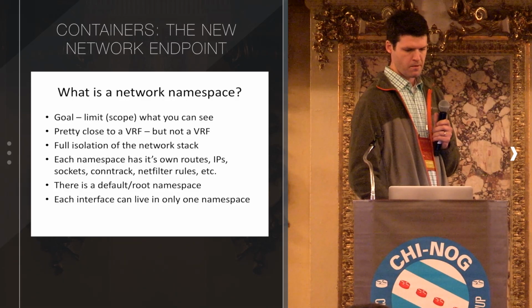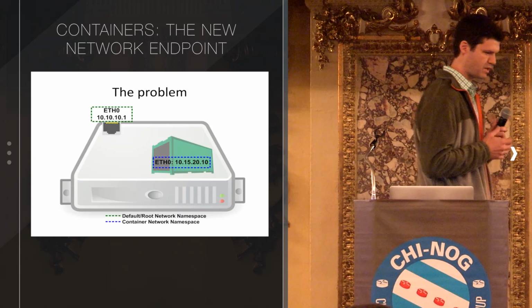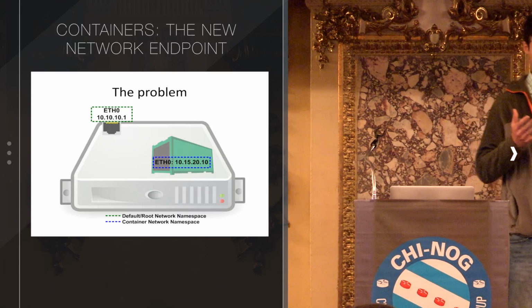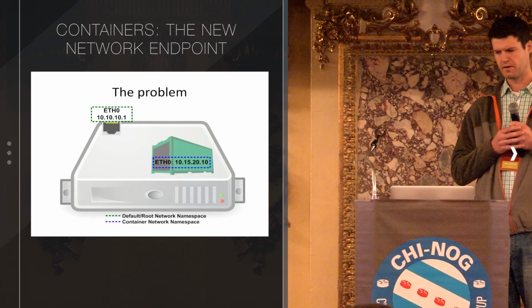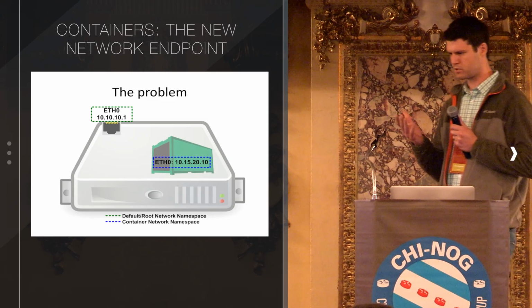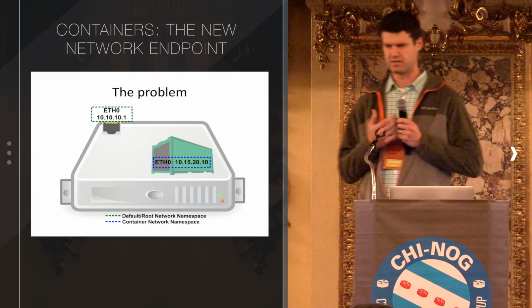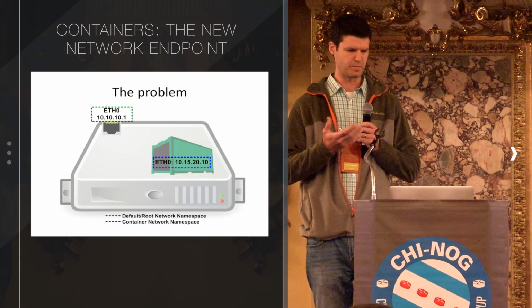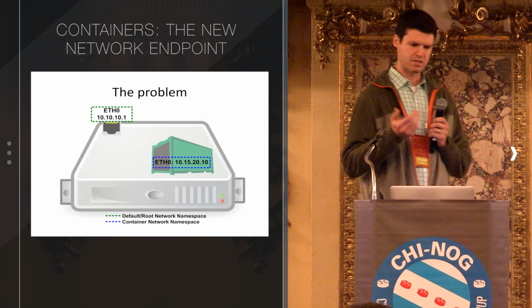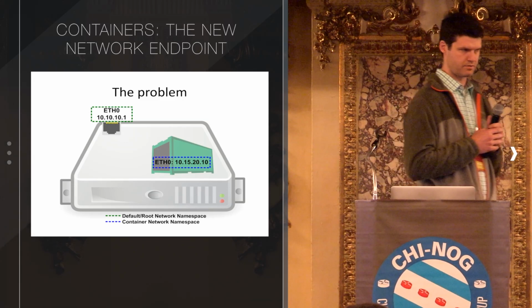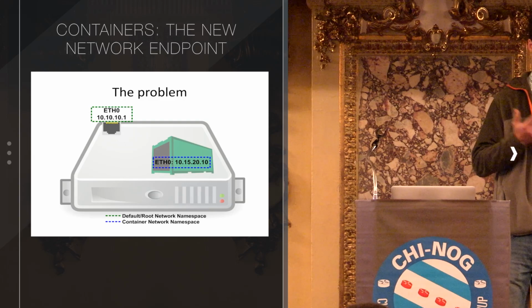Okay, so now we have a problem, right? Because I just described that a container is a network namespace, and network namespaces are completely isolated. So if we have a server that's running a container, we have to assume that the upstream network knows how to reach the server, otherwise none of this is going to work. So the server has an IP of 10.10.10.1. We assume the upstream network knows how to get to it, but we want to consume the service that's in the container itself. If it's completely isolated, how do we do that?